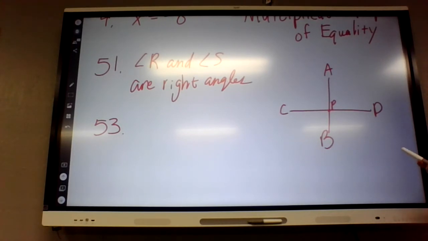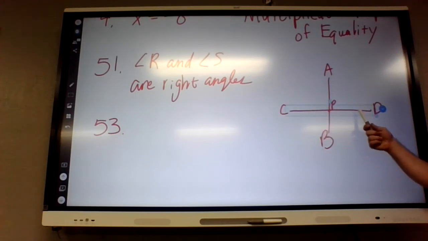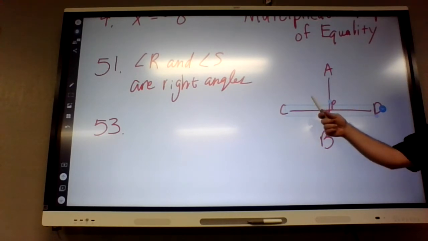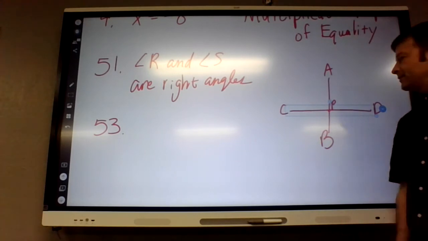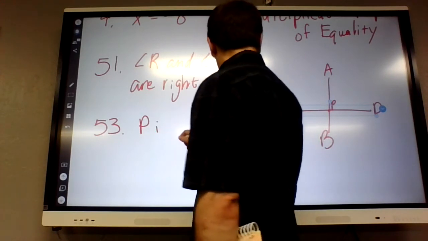Well, you guys remember what bisect meant? We went over this definition. It cuts it into two equal pieces. So if you put CP equals PD, I would accept that. But what they put is that P is the midpoint of CD. A segment bisector always goes through the midpoint because it's cut in half. So P is the midpoint of CD.